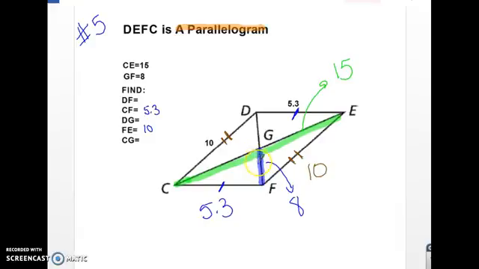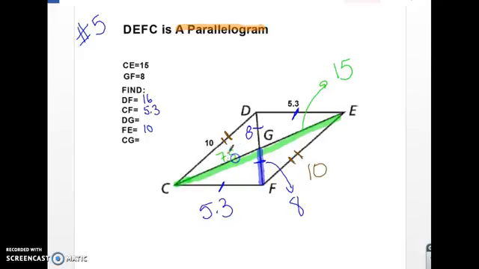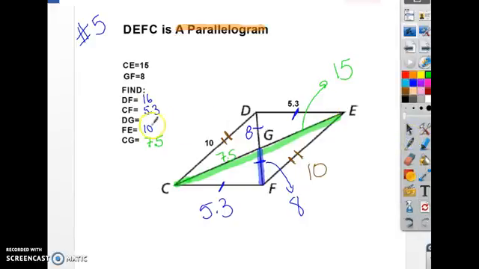If those of you at home could not hear that, we were given that GF is 8. We also know that DG is going to be 8. These diagonals bisect each other. So that means the whole length DF is going to be 16. It also logically follows that CG, right here, is going to be 7.5, because each one of these pieces needs to be the same. I'm just dividing 15 by 2. And then DG, oh, we already have that marked, awesome, is going to be 8.